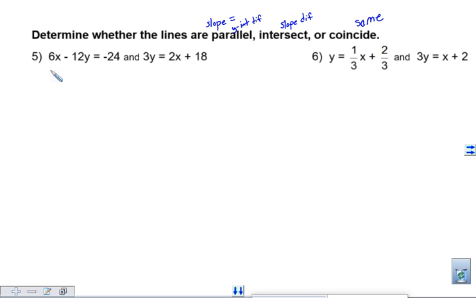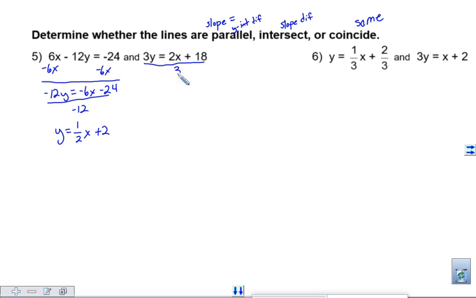So for our first one, we need to change both of these to slope-intercept form. First one, we're subtracting 6x from both sides, which gets us -12y equals -6x minus 24. And then we're going to divide everything by -12. So we have y equals positive 1/2 x plus 2. And then we're going to do the same thing for the second equation, which we only need to divide by 3 on this one. So y equals 2/3 x plus 18.